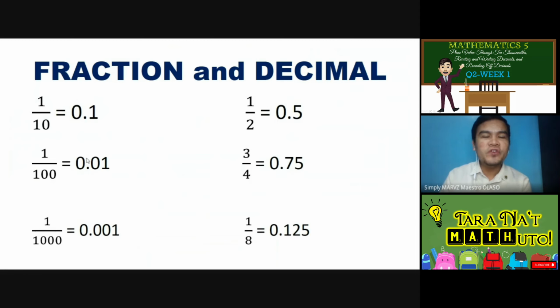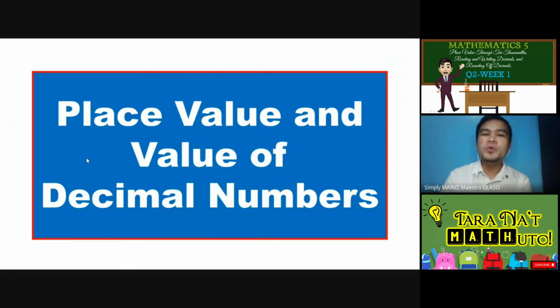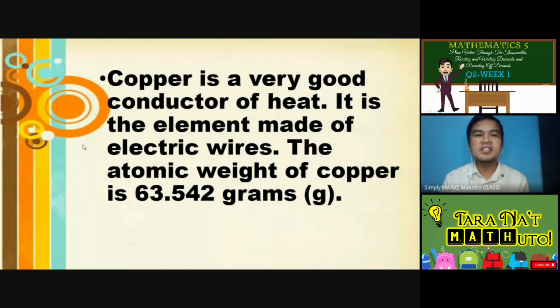Let's have now the first part of our lesson. It's all about how we find the place value and value of decimal numbers, although you already discussed this when you were in Grade 4. So we have this one.